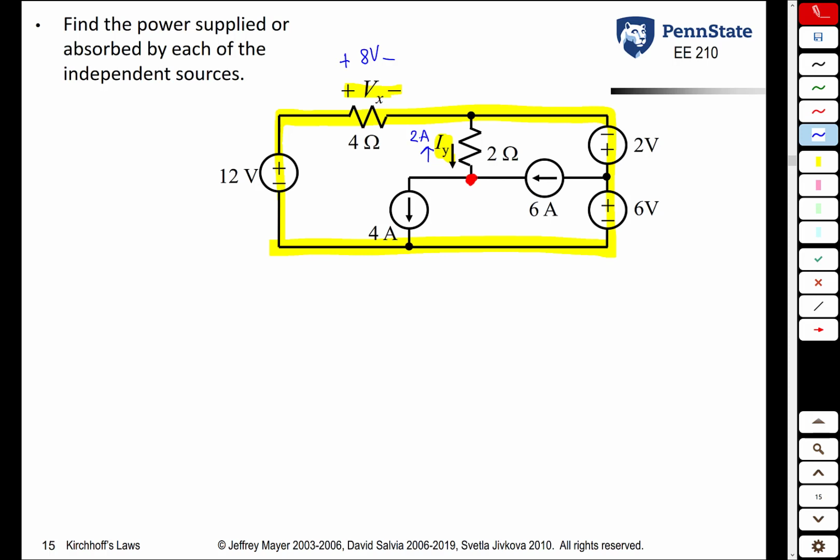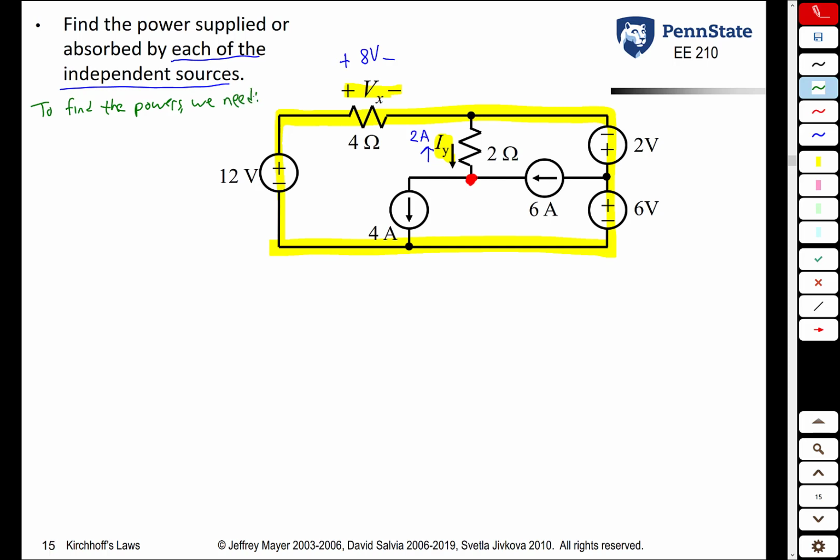In this lecture, we're going to take this a step further. We're asked to find the power supplied or absorbed by each of the independent sources. So in order to find the power absorbed or supplied by each of the independent sources, we need to find the current through every voltage source, and we need to find the voltage across every current source. We can then apply the power equation. So let's define some new variables. So to find the powers, we need to first find the following variables.